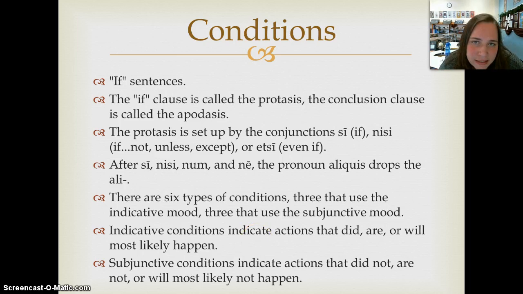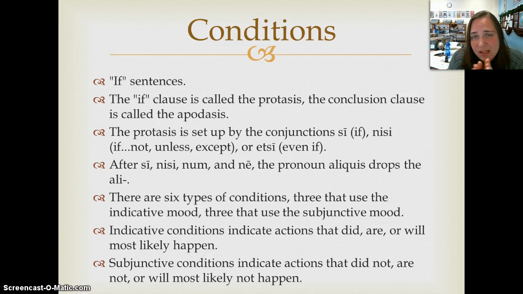The protasis in a condition sentence is introduced by one of three conjunctions: si, which means if; nisi, which is a negative if, right? If something does not happen. You can also translate nisi as unless or except, or etsi, which means even if.